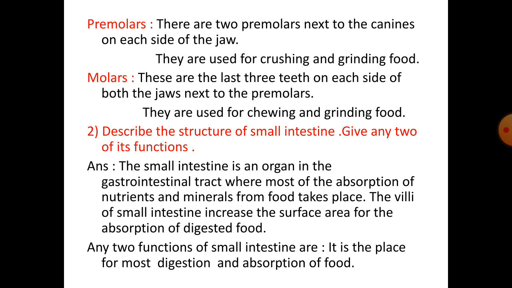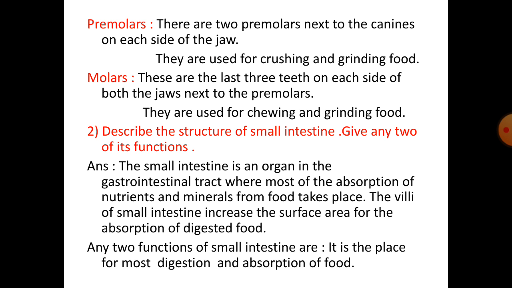Premolars. There are 12 premolars next to the canines on each side of the jaw. They are used for crushing and grinding food. Molars. These are the last 3 teeth on each side of both the jaws next to the premolars. They are used for chewing and grinding food.